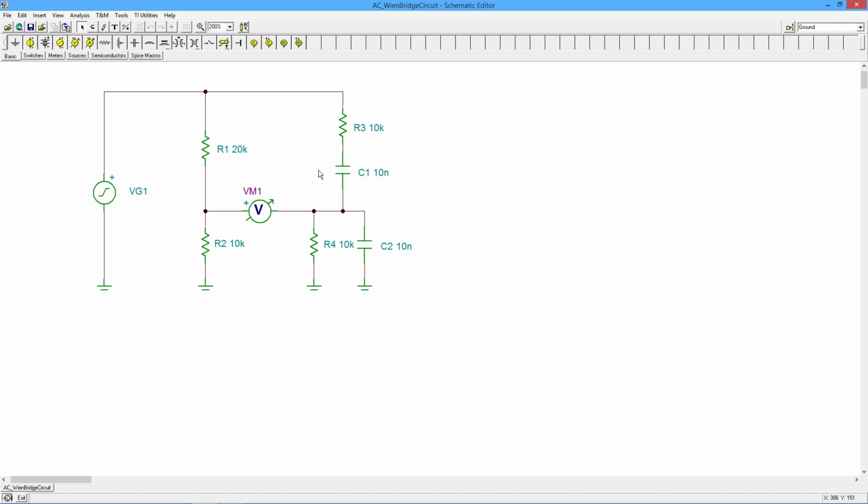And then on the other side, the other part of the H bridge, is a series combination of a resistor and a cap, and then a parallel combination of resistor and cap. Same value for the resistors and caps.